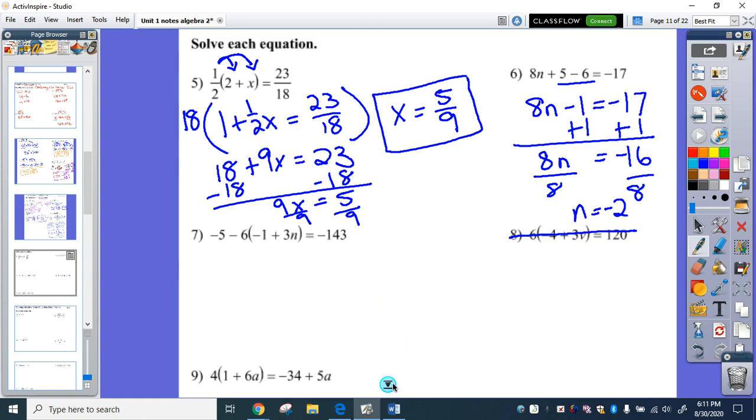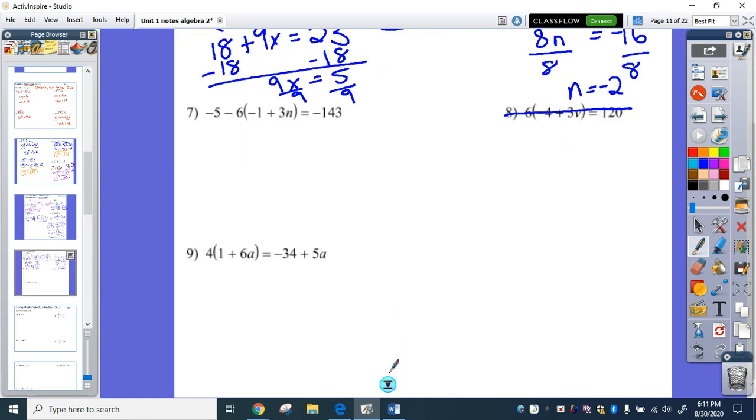In problem 7, we've got to do some distributing in here. So let's change colors so we don't run into our old work. So we'll leave the -5 alone, but we're going to distribute this -6 into this parenthesis set here. So we'll leave the -5. -6 times -1 is +6. -6 times 3n is -18n equals -143.